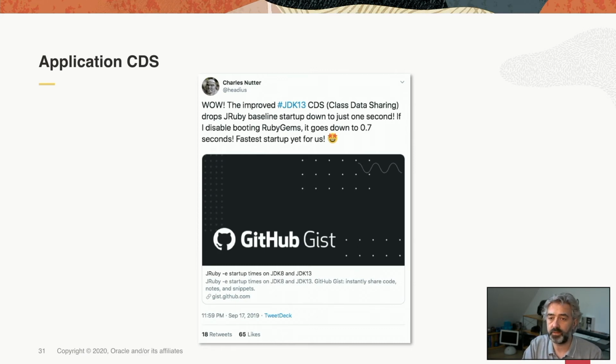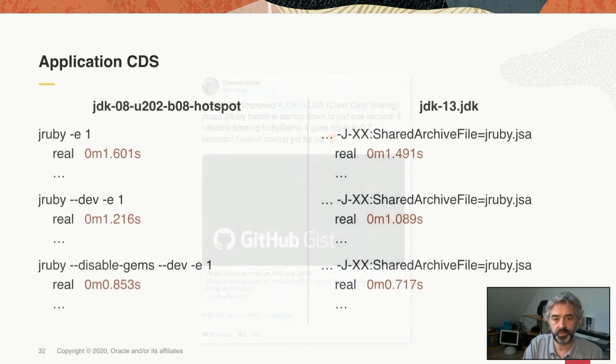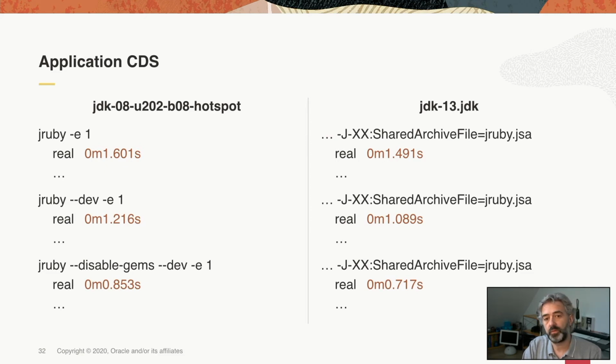So this is a tweet coming from the maintainer of JRuby, and basically, if you look at the numbers that Charlie has published, just look at the bottom lines. So they went down from 153 milliseconds down to 717 milliseconds. And JRuby is a real-life application. I mean, it's a Ruby interpreter written in Java, and there is a very complex machinery behind it written in Java. So you should really consider using CDS whenever you are running Java code in containers.